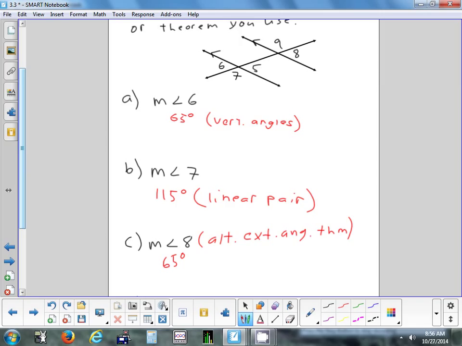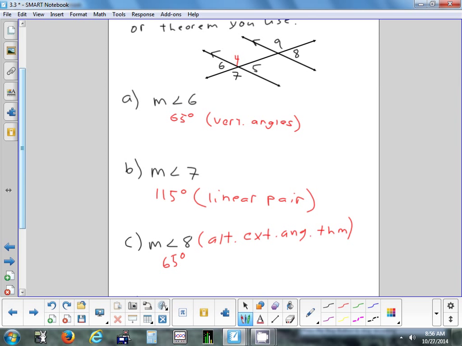Corresponding would be tricky because we don't know, let's call this angle 4. If you knew angle 7, and then you used vertical angles to get angle 4, then you could say 4 and 9 are the same because they're corresponding. But we didn't find angle 4. But we did find angle 8. So what's another way to find angle 9 if you know 8? Yeah, they're a linear pair, so they have to add up to 180.